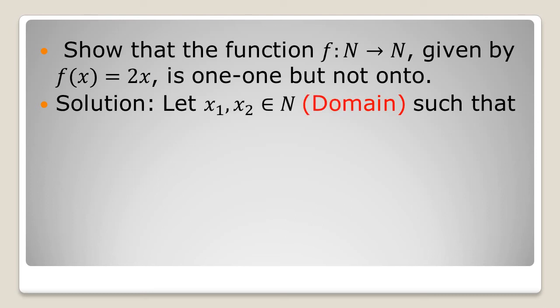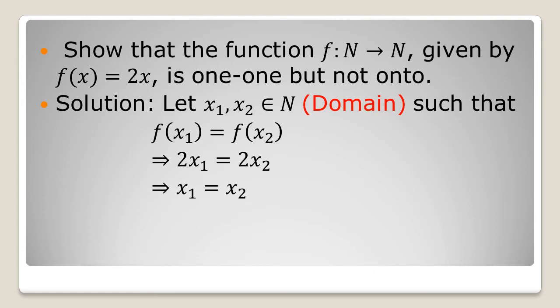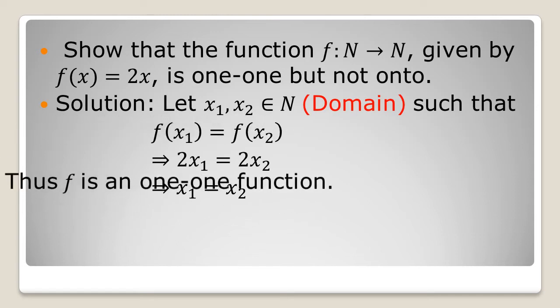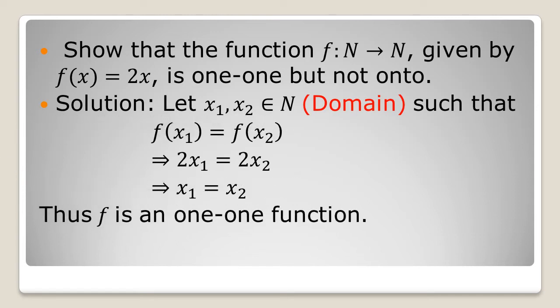Let x1, x2 belong to N, meaning x1, x2 are natural numbers. We consider elements of the domain such that their images are the same under f: f(x1) = f(x2). By the definition of the function, on the left hand side f(x1) is equal to 2x1, and on the right hand side f(x2) equals 2x2. By dividing by 2 on both sides we get x1 equals x2, which is the sufficient condition for f to be a one-one function.